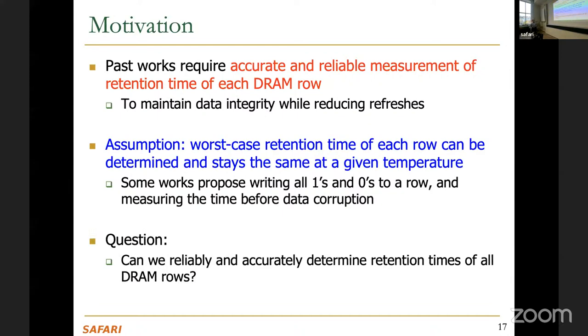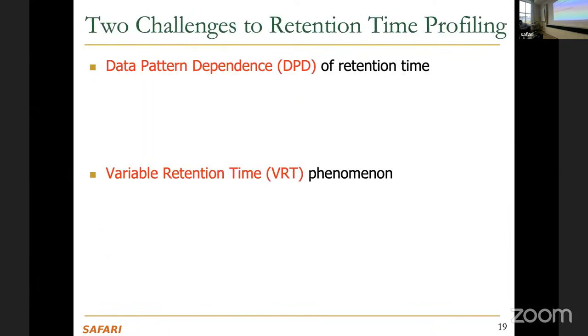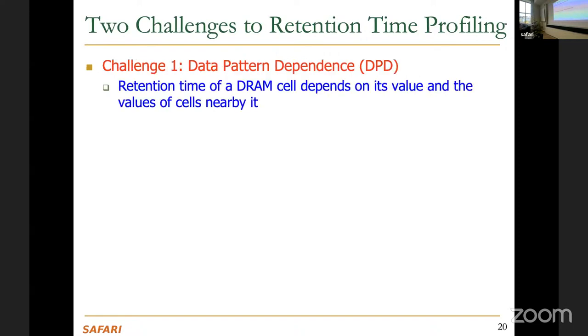Can we reliably and accurately determine retention times of all DRAM rows? And that's what this paper is all about. There are two challenges that make this difficult. One is data pattern dependence, and the other is variable retention time. Let's take a look at these one by one.